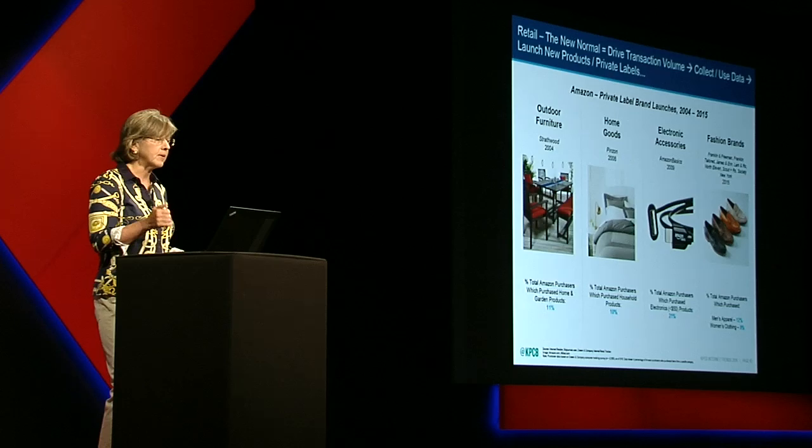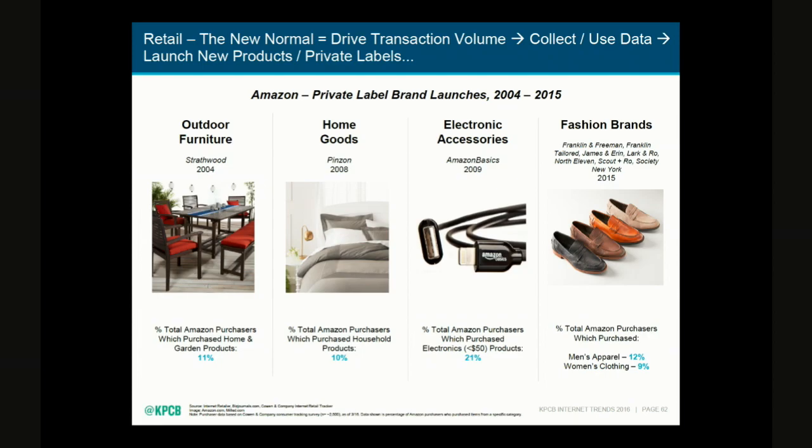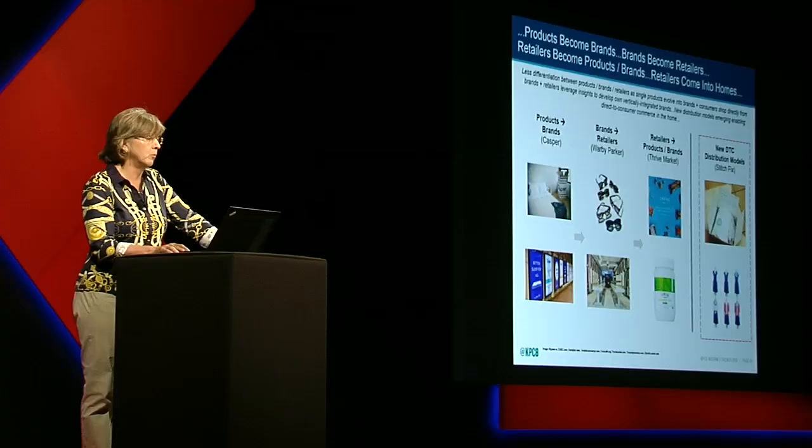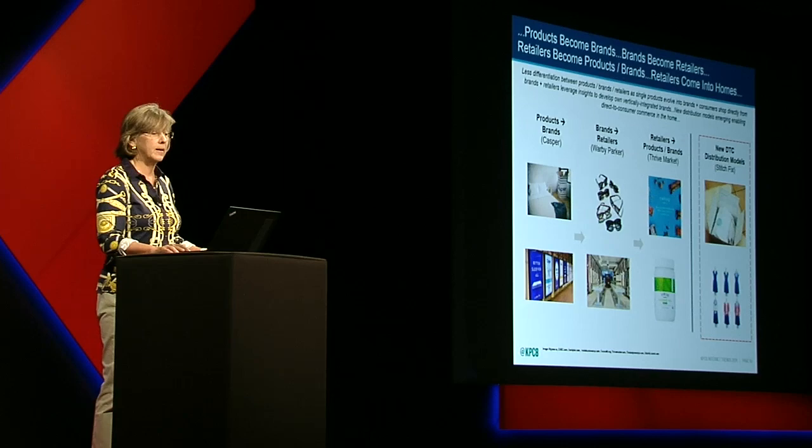In retail, as Jeff articulated last night, the new normal, we believe, is companies drive transaction volume, they collect and get user data, they launch new products, and then they often launch private labels. Products become brands, brands become retailers, like Warby Parker. Retailers become products and brands, like Thrive Market, and retailers come into homes, like Stitch Fix, which we'll spend time on later. Physical retailers become digital retailers, like Neiman Marcus. Digital retailers become data-optimized physical retailers, like Warby Parker.